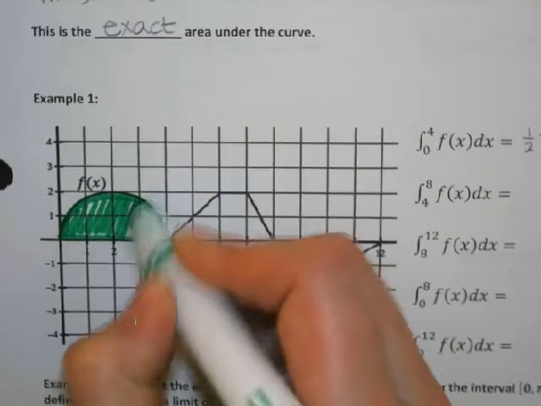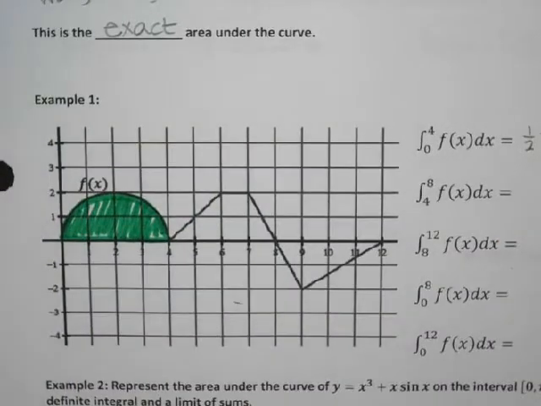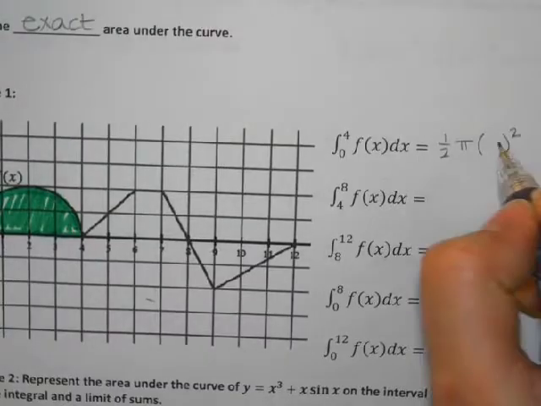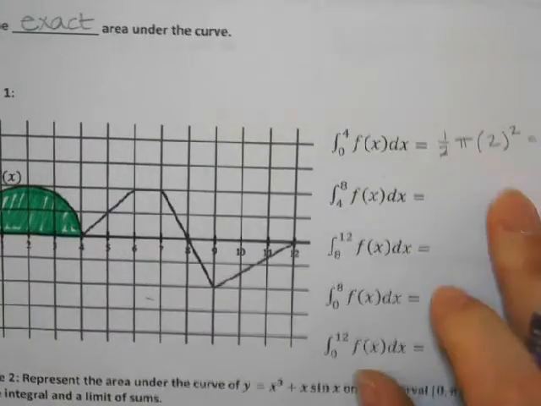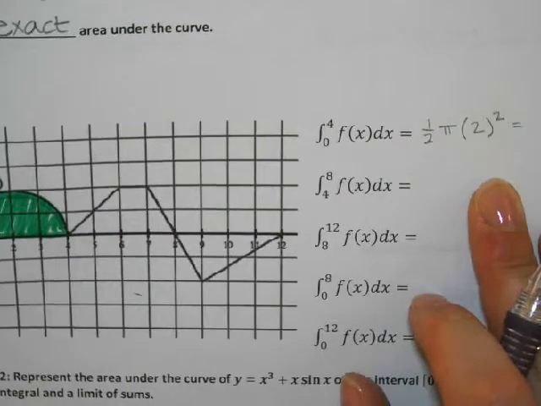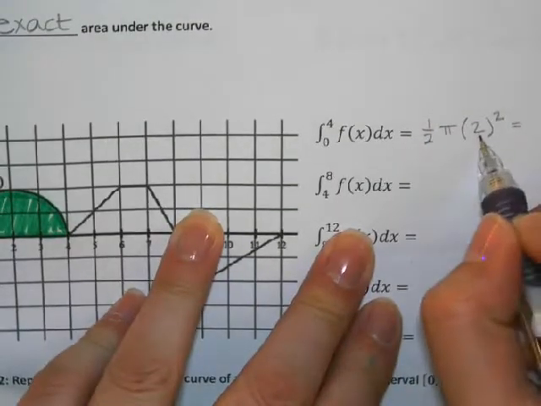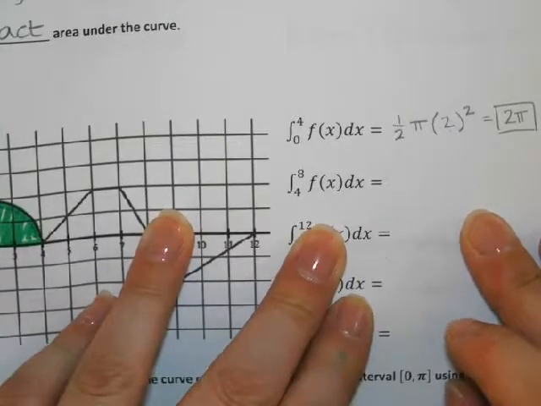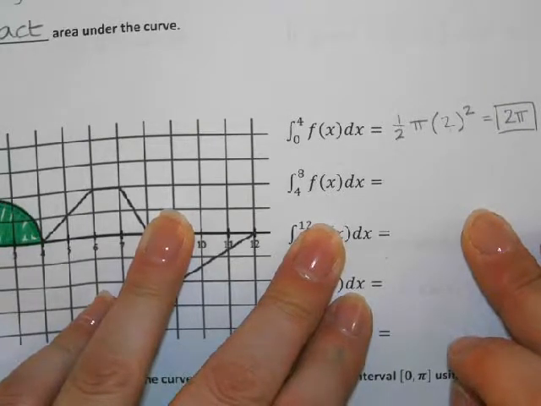So what is the radius of that circle? 2. So we're going to say 1/2 times pi times 2 squared. And so what would that area be? 2 pi. Yeah, 4 times half of a pi would be 2 pi. So the area from 0 to 4 is 2 pi.